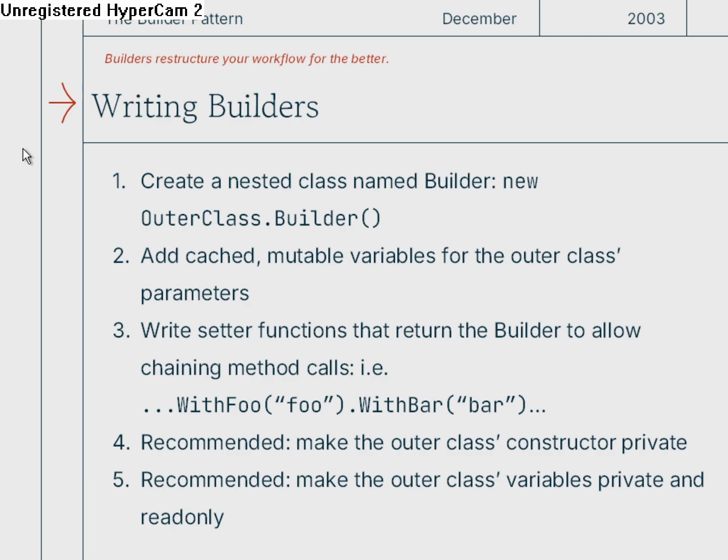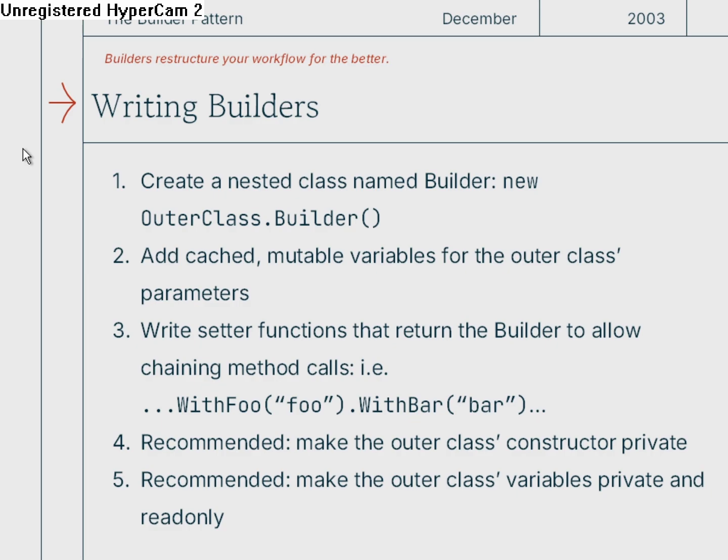Okay, so the question was, what's the context for the line? Yeah, so this line right here, with foo, with bar, it's just a snippet. You can see you're going to need to call new outer class dot builder, and then you can say dot with foo, dot with bar, and then you say dot build at the end. Yeah, so we're just going to go over that after as well.